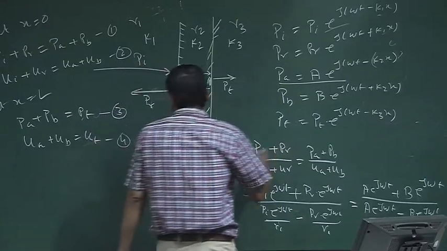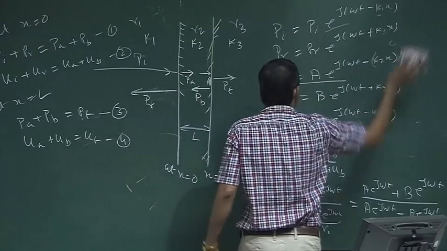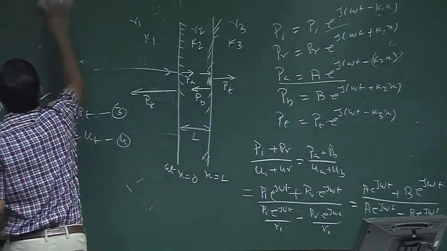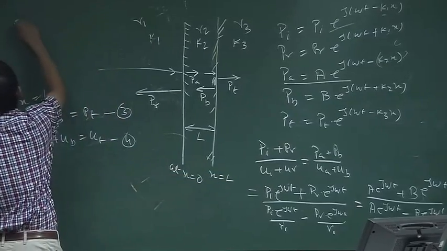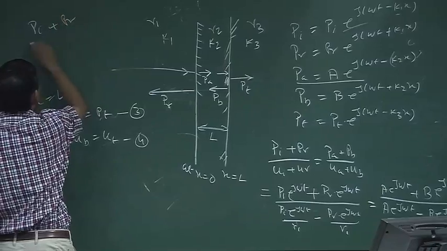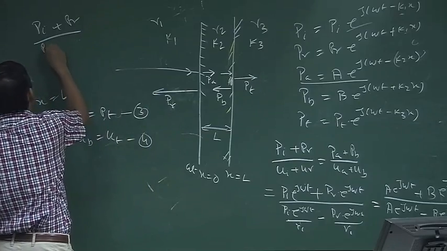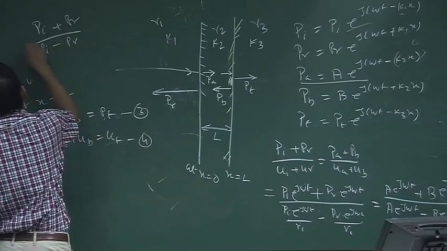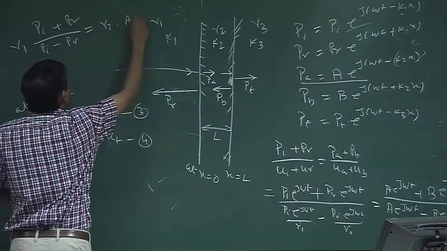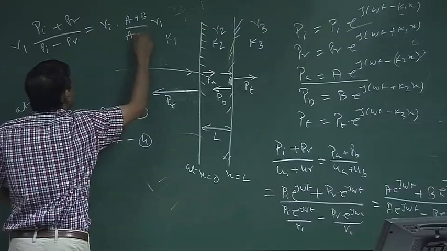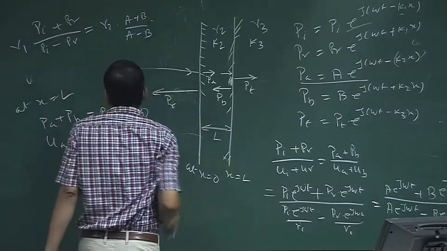So, from there what do I get? From this equation I get Pi plus PR, divided by Pi minus PR, into R1, is equal to R2 into A plus B divided by A minus B. The e to the power j omega t terms cancel for all of these.